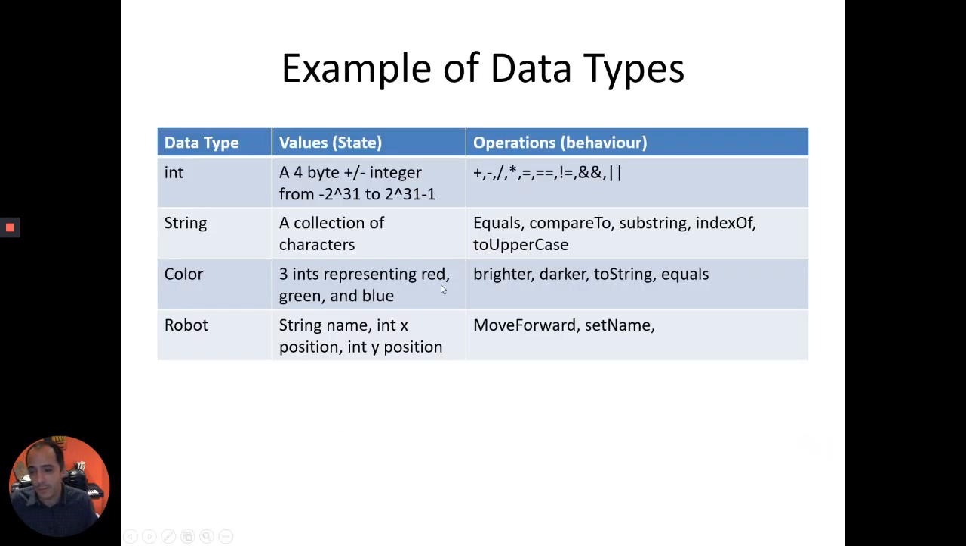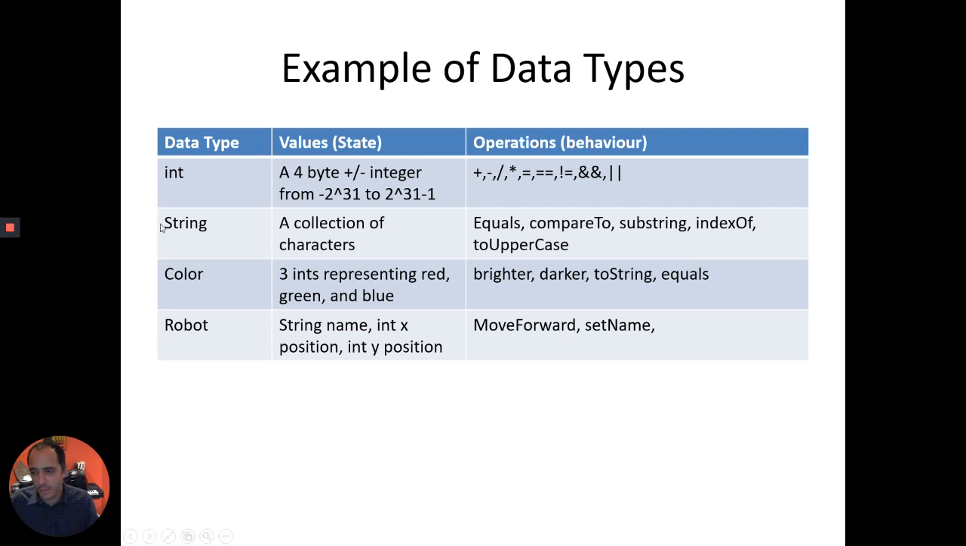So here are some other examples from Java. So an int would be a primitive or simple data type. It had a value, which was 4 bytes, and you could assign it that value. And it had very simple operations, like plus, minus, comparisons, things like that. That was primitive, and there were special operations defined for it.